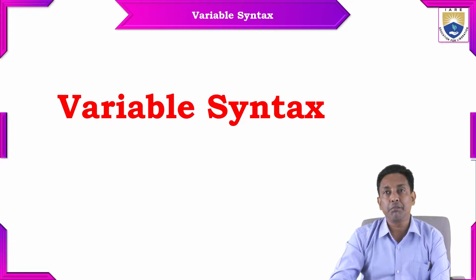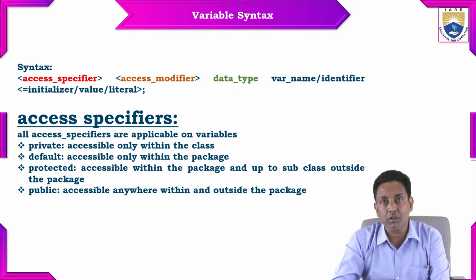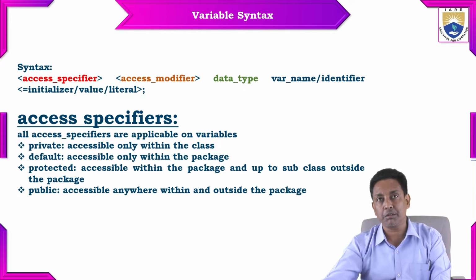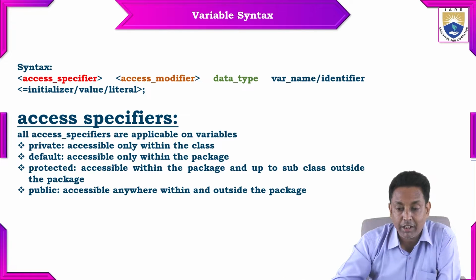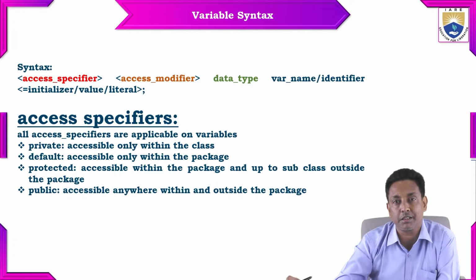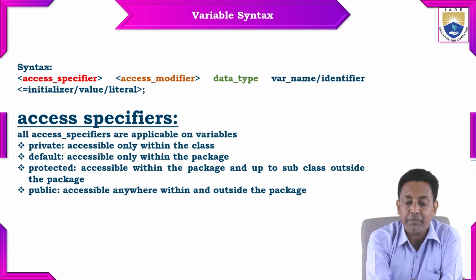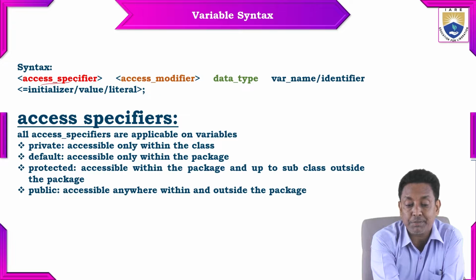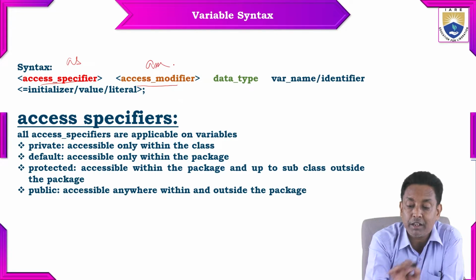Coming to the variable declaration syntax. As we already discussed, about the syntax of declaring class, variable, constructor, and method, every participant in a class must begin with, if possible, an access specifier first, followed by an access modifier. Even the variable starts with access specifier first, access modifier next.